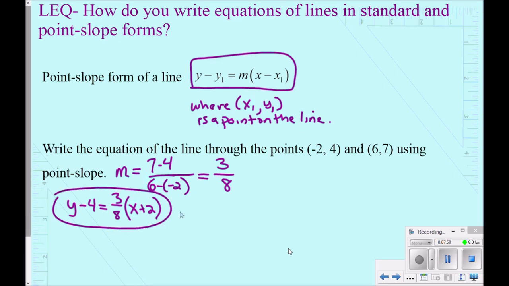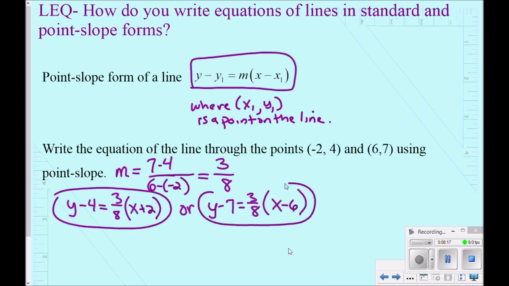Or if I use the other point, let's look at what that would be. y minus 7 equals 3/8 times the quantity x minus 6. That would also be the point slope equation. Now again, the reason they look different is because we just used a different point, but they are both correct for the equation in point slope form.